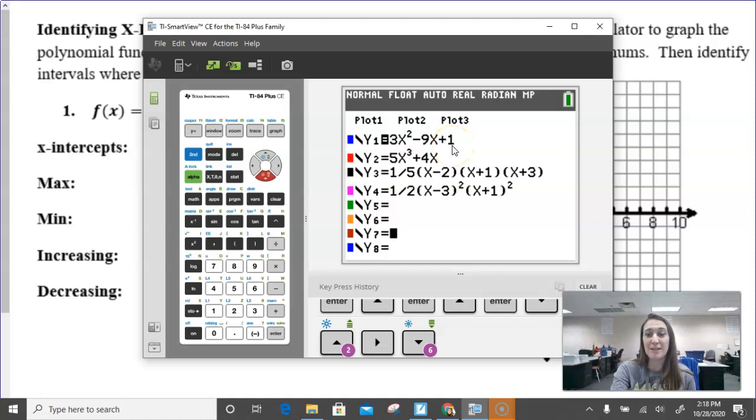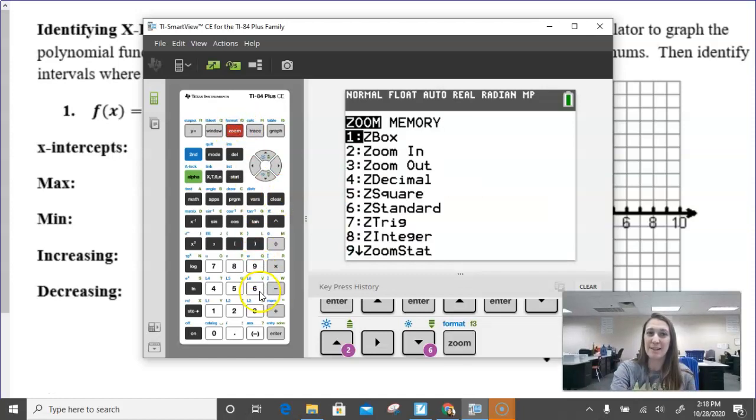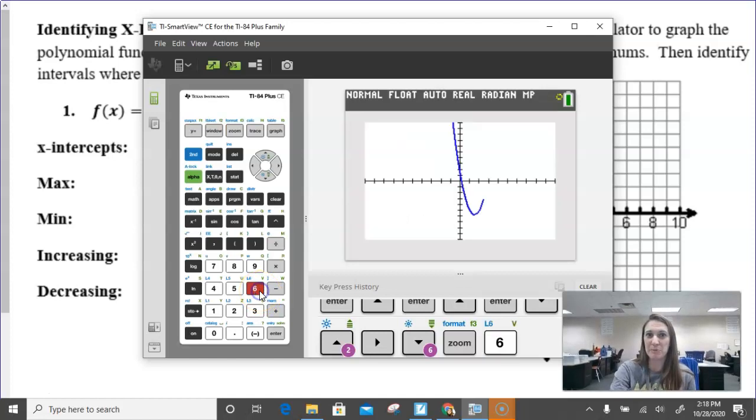And then we're going to look at this in the standard viewing window. So please have that typed in. And let's go to zoom 6. That's the standard viewing window. It's a quadratic. I think I should have been able to tell you that before I looked at the graph. So the degree being 2 means we're going to have a quadratic. I'm not surprised by its shape. And there we go. So here's some vocabulary for you.